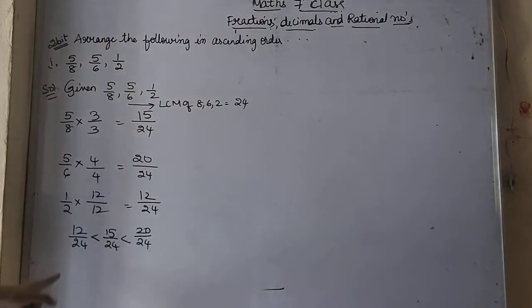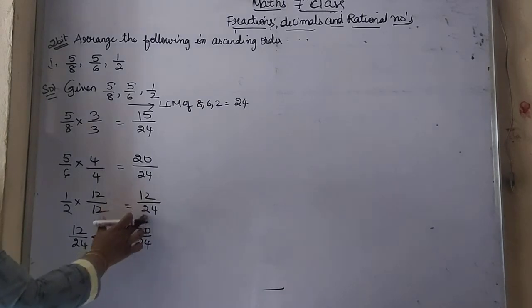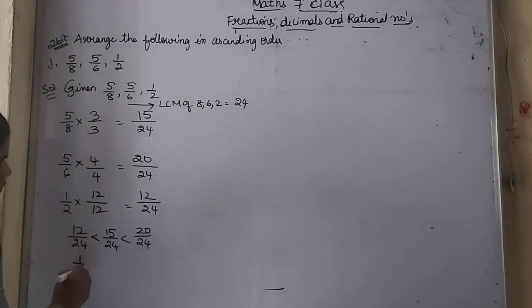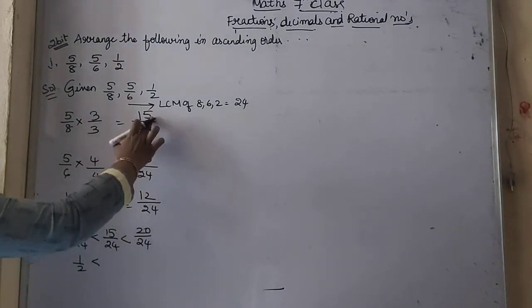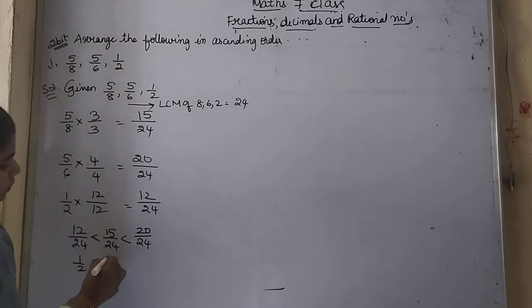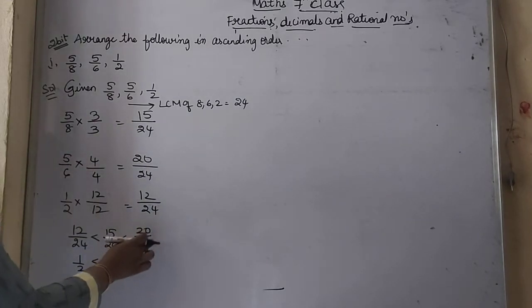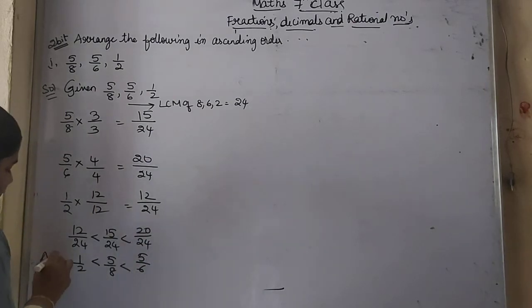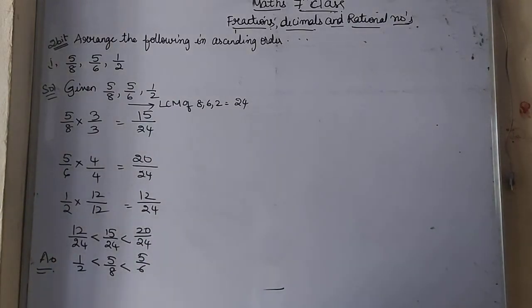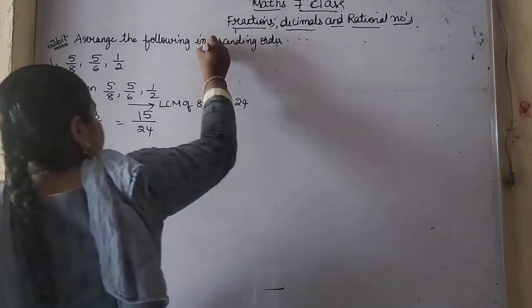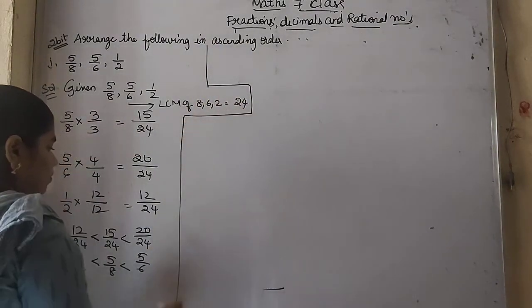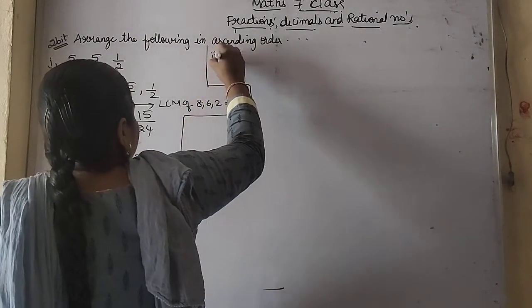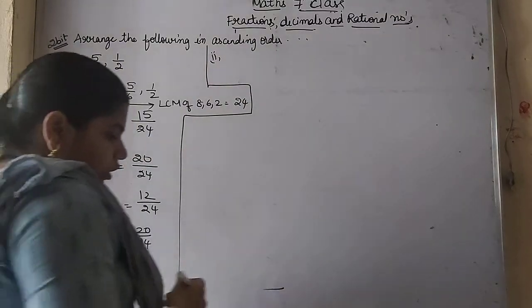So what are the original values we will write here. 12 by 24 is nothing but 1 by 2, which is less than 15 by 24, nothing but 5 by 8. So 5 by 8 is less than 20 by 24, nothing but 5 by 6. So this is in the form of ascending order. So this is our first one. Second one, 2 by 5.